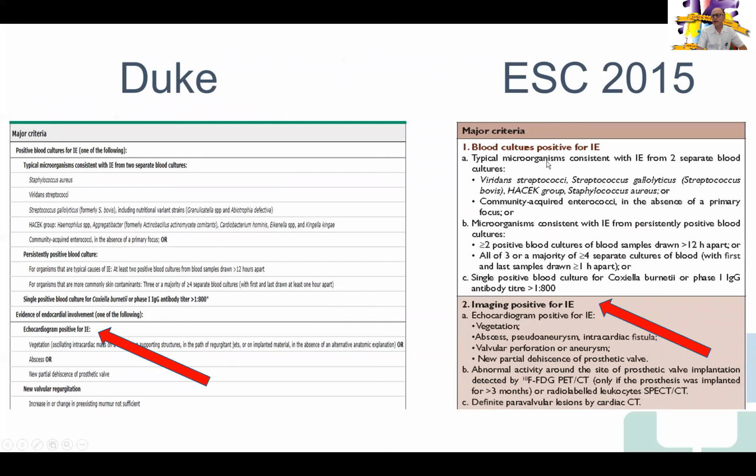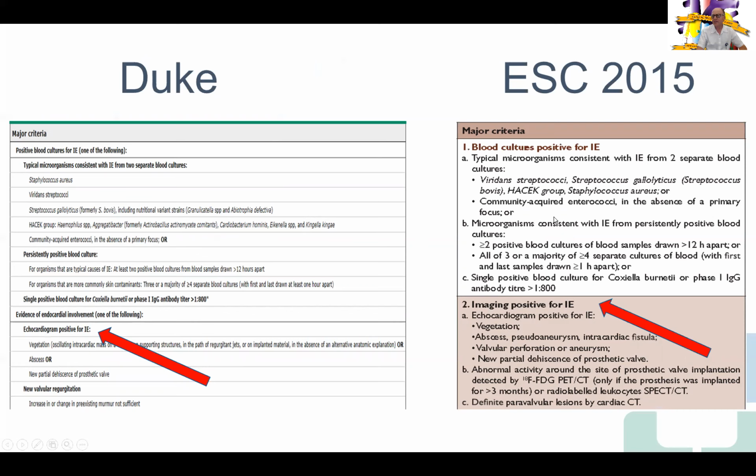Now, as far as the ESC guidelines in 2015 versus Duke criteria, Duke is mainly echocardiography-based because the points on Duke criteria were derived from echocardiography. So most of what you're going to see on Duke criteria are echocardiographic evidence or echocardiographic suggestions of endocarditis.